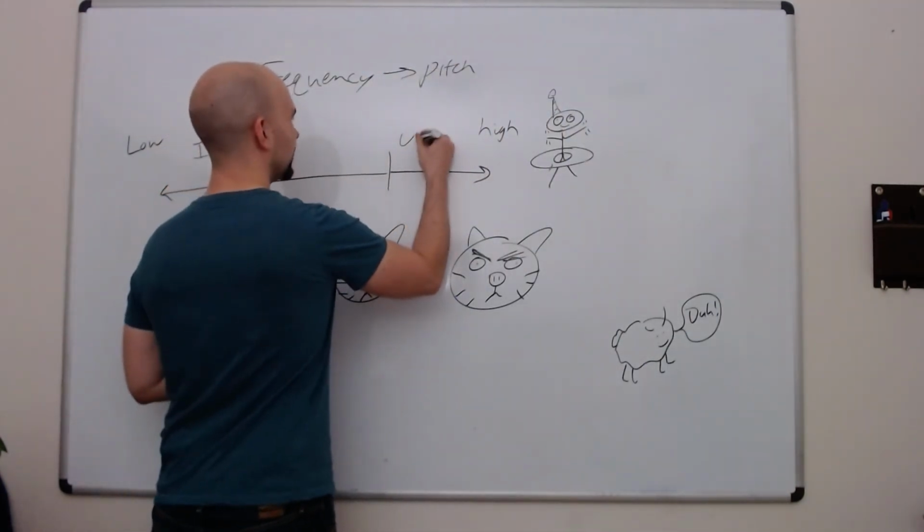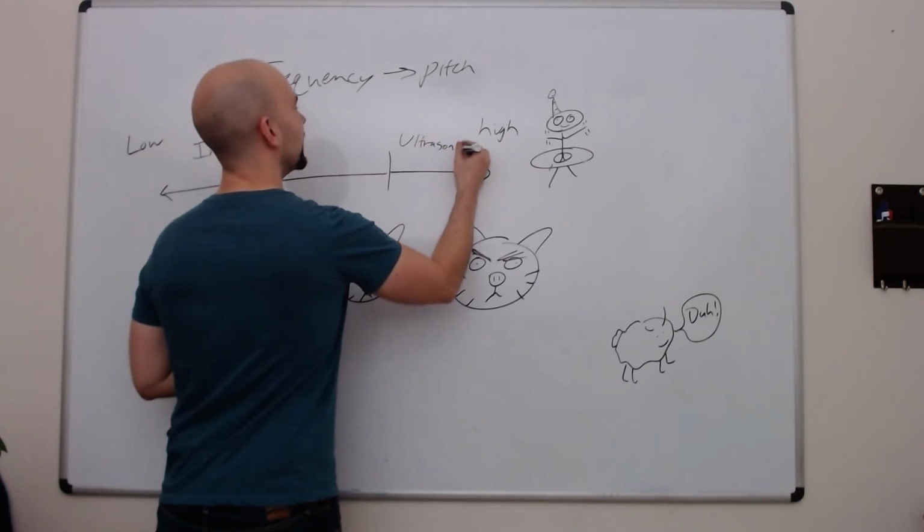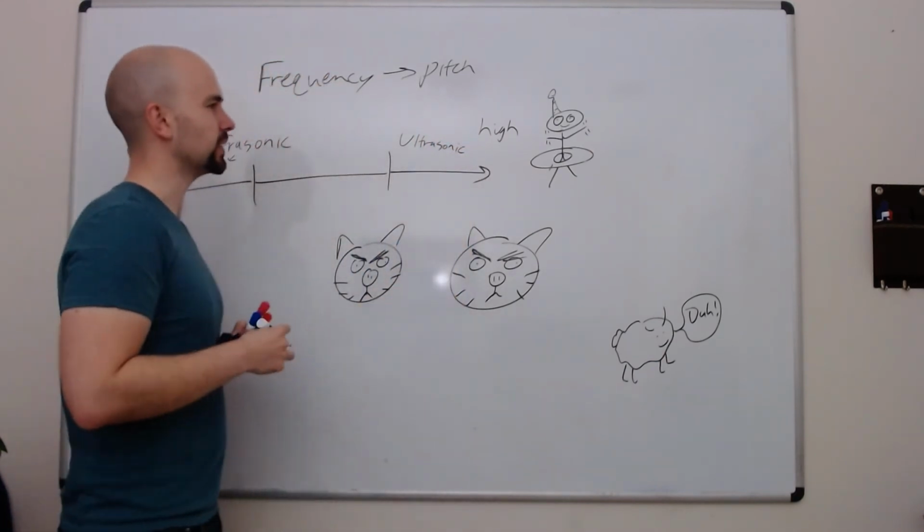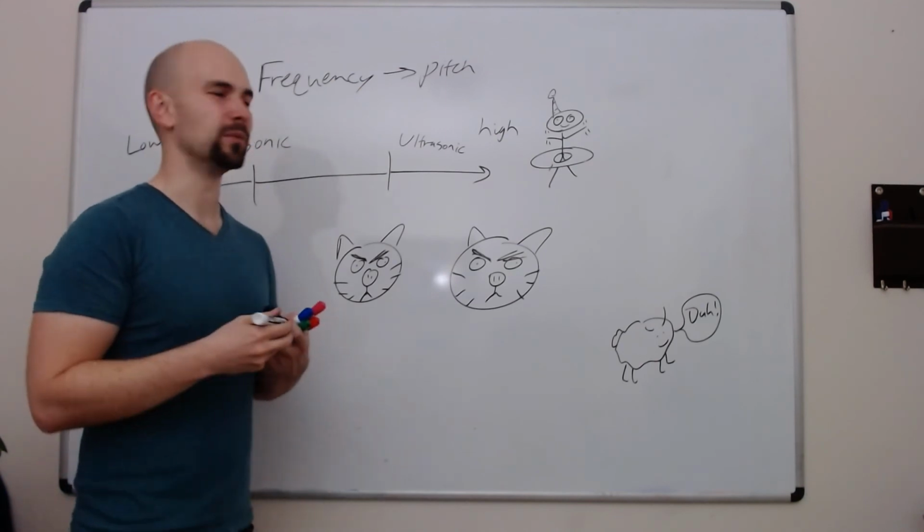And then, of course, if you go to the other side, when a sound becomes too high for us to hear, we call that ultrasonic. And ultrasonic waves are very useful. We can use them for medical scans. That's how you do an ultrasound of a baby.